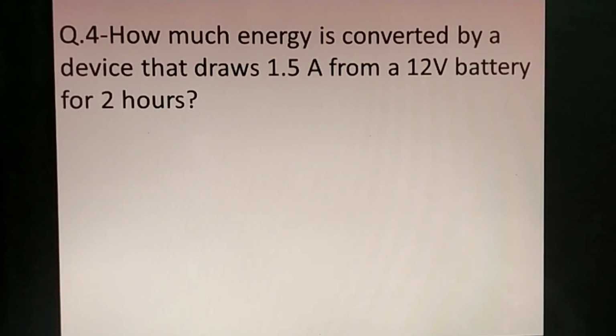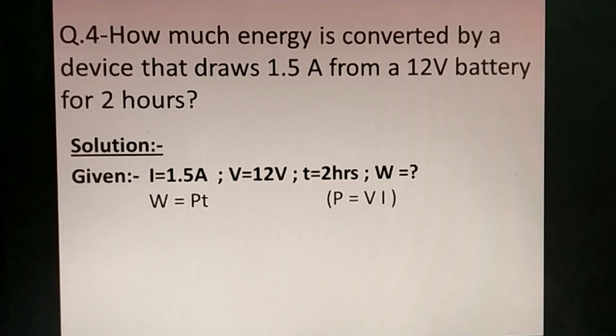Next question: how much energy is converted by a device that draws 1.5 ampere from a 12 volt battery for 2 hours? So in this, how much energy is converted by a device that draws 1.5 ampere? It means current is given, and 12 volt battery potential difference is given, and time is given. So first write down all the values. I equals 1.5 ampere, V equals 12 volt, T equals 2 hours, and you have to find out the energy.